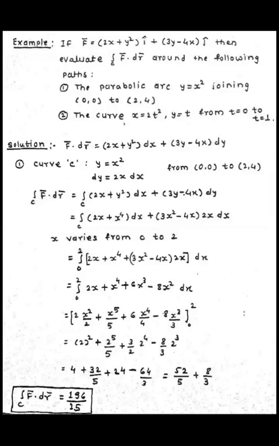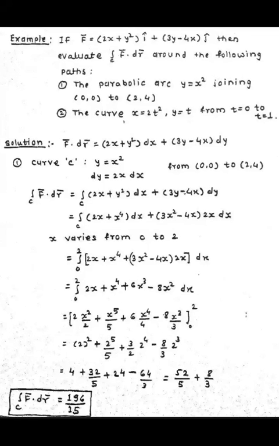Now take an example to understand how to evaluate the line integral. If f bar equals 2xy² i cap plus (3y minus 4x) j cap, then evaluate the line integral around the following path. Now here two paths are given.